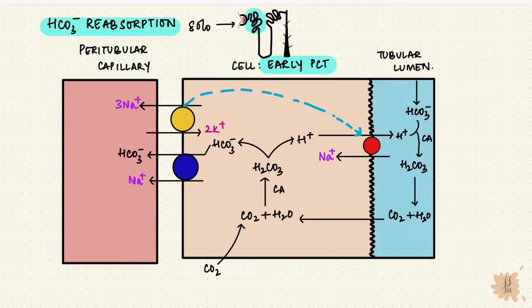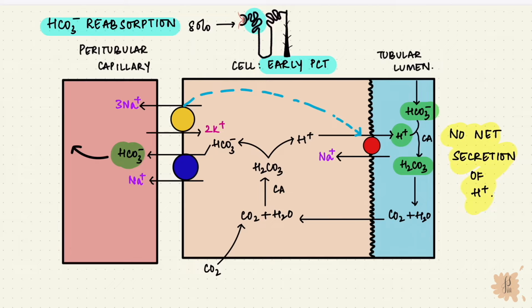So what's happening here? For every bicarbonate that's getting reabsorbed, 1 hydrogen ion is getting secreted. The bicarbonate gets into the bloodstream, but the hydrogen ion binds to the filtered bicarbonate in the lumen. So there's no net secretion of hydrogen ions, but there is net reabsorption of bicarbonate.